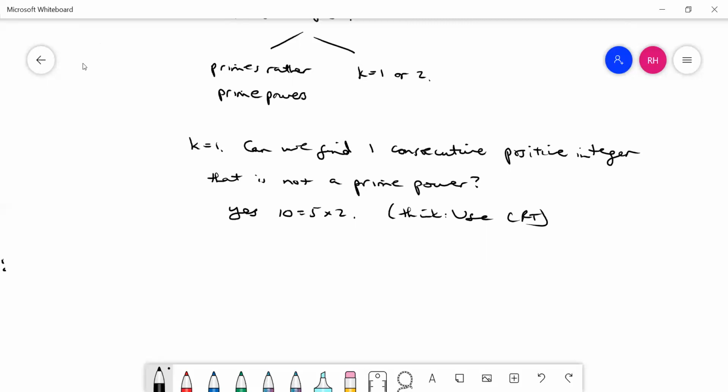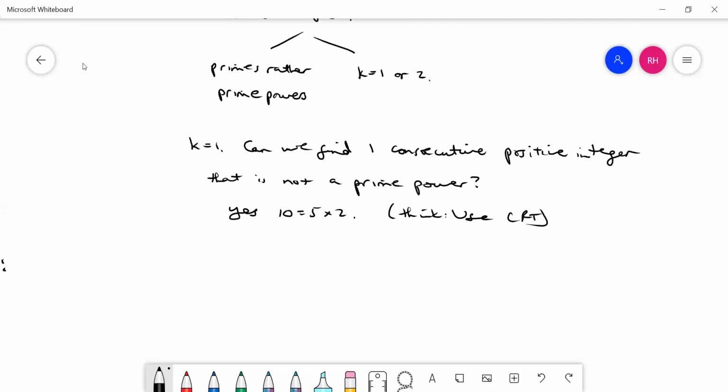So what is it about 10? What is it about 10 that makes it not a prime power, using the Chinese remainder theorem? Have a think about that. What is it?